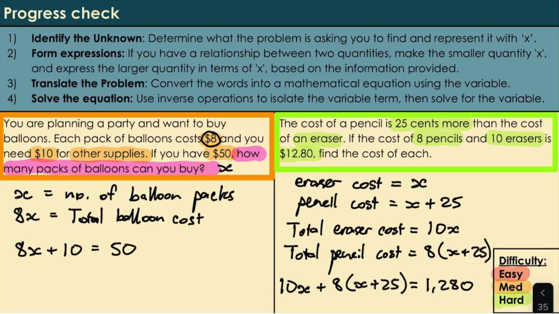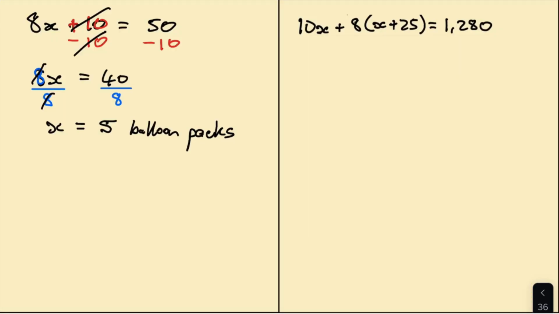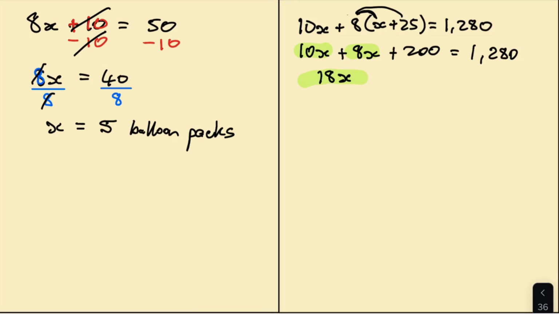Step 4, solve the equation. So first up, when solving the equation, we must remove the brackets. So we have 10x plus 8 multiplied by x is 8x. 8 multiplied by 25 is 160 plus 40 is 200. And that is equal to 1,280. Now we group the like terms. We have 10x and 8x. We sum those together and we get 18x. I've still got the 200 here, equal to 1,280.